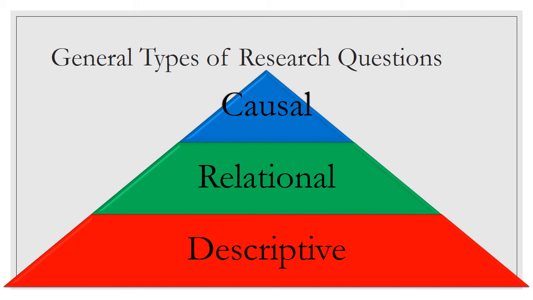Now, when we get to a causal relationship, we're going to design a study so that we believe that one variable determines another. So it's designed so that we know that there's some sort of cause or effect of one variable on some outcome that we're interested in.